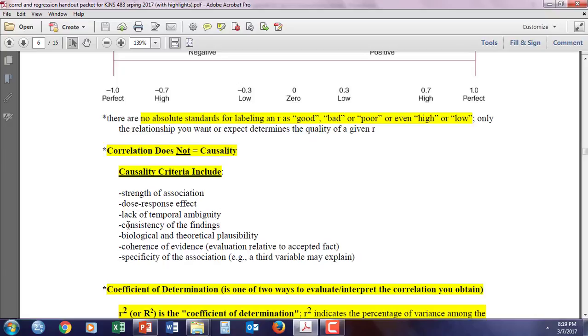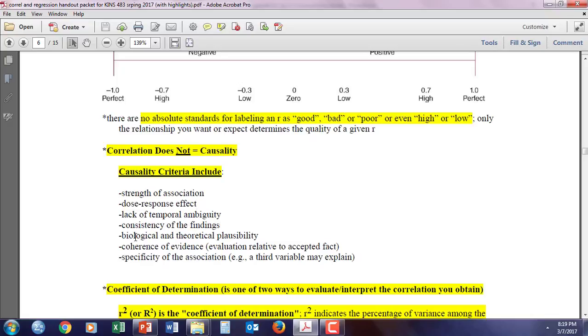Now, we also need to look across all of the research studies, and there should be a high degree of consistency of findings on all of the studies that have looked, for example, at smoking and lung cancer. Are they pretty much all showing that there is some type of association or relationship between smoking and lung cancer, before we say that it's causal?